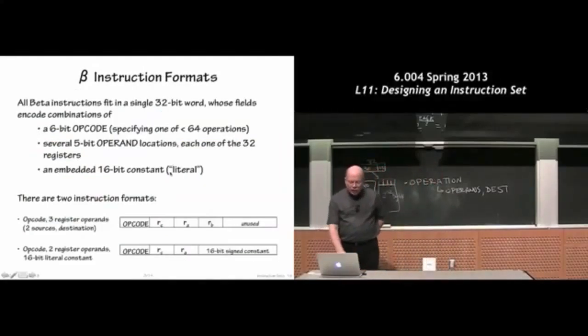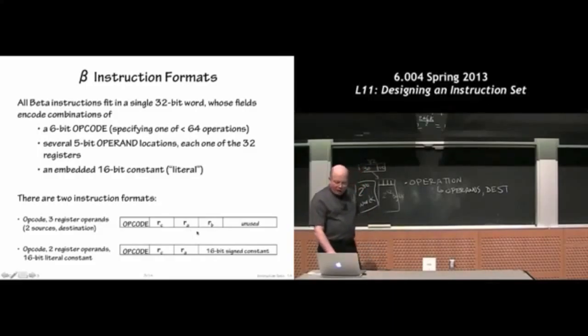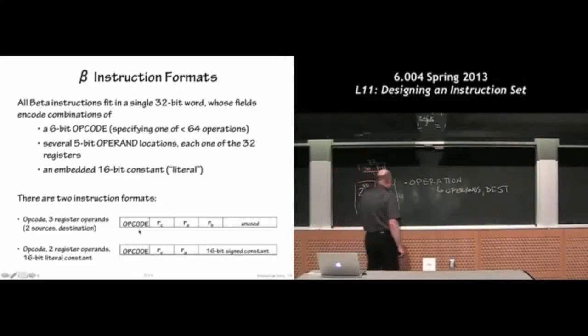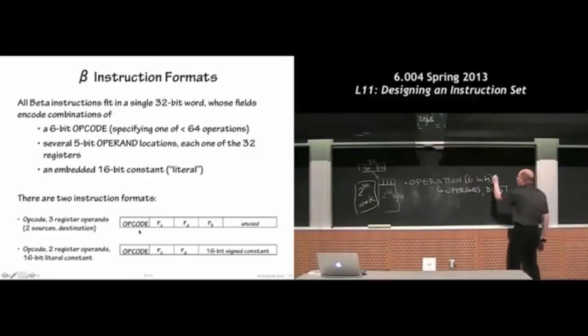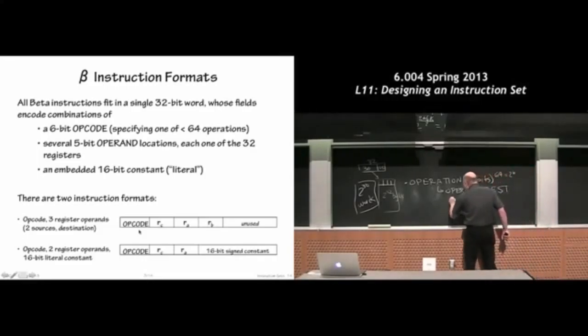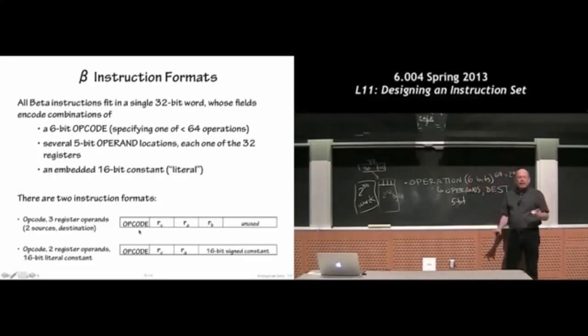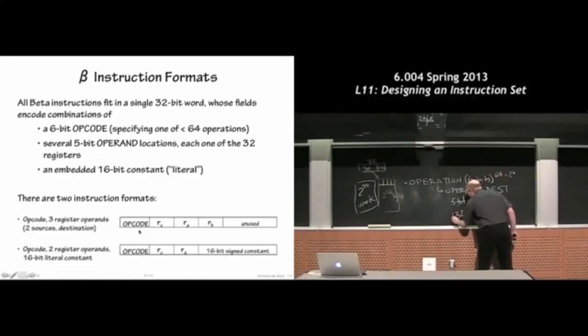Okay, so here are our 2 instruction formats. And you can see that we have 2 possibilities. We can specify a 6-bit opcode. So what we're going to allow ourselves is 6 bits here. How many different combinations of 6 bits are there? So our machine can have 64, which is equal to 2 to the 6 operations. Okay. The operands we're going to set aside, we're going to use 5-bit fields. How many different things can I specify in a 5-bit field? 32 things. So that can allow us to name each of the 32 registers.